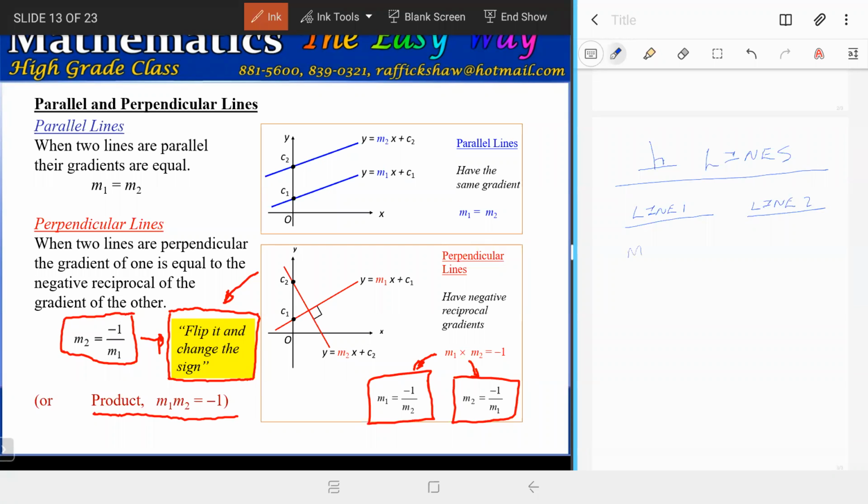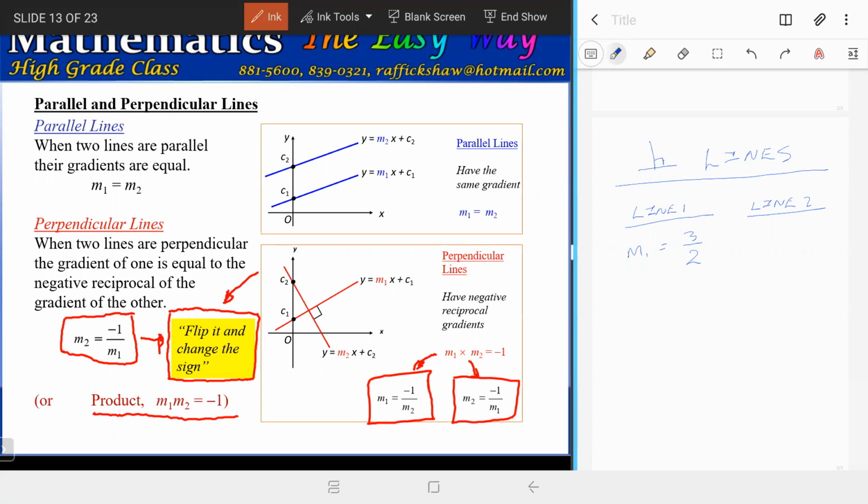Let's say the gradient of line 1 is 3/2. Let's start with something straightforward. What will be the gradient of line 2? Flip it and change the sign. Sign meaning positive or negative. Right now, this is positive, and two perpendicular lines cannot have the same sign. If one gradient is positive, then the other perpendicular gradient must be negative. If one gradient is negative, the perpendicular gradient must be positive. But you also flip it.